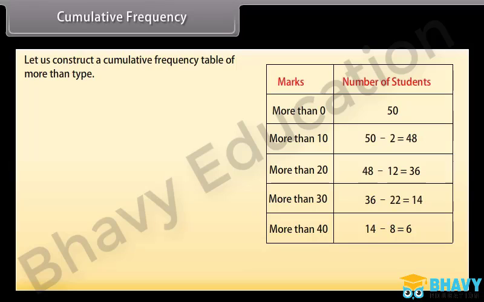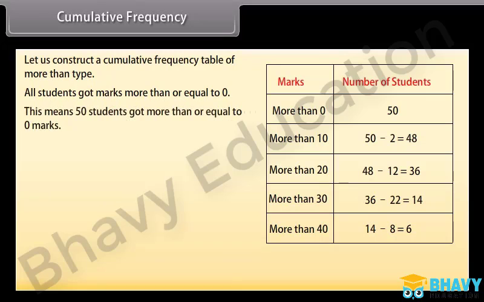Let us know the method of calculating cumulative frequency table of more than type for the above data. Here, all students got marks more than or equal to 0. This means 50 students got more than or equal to 0 marks.